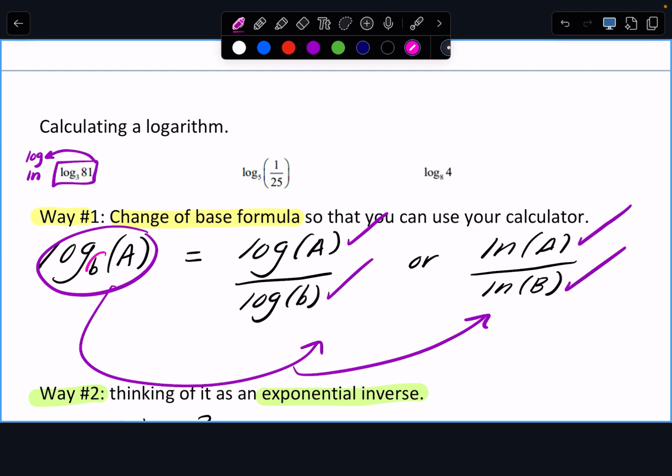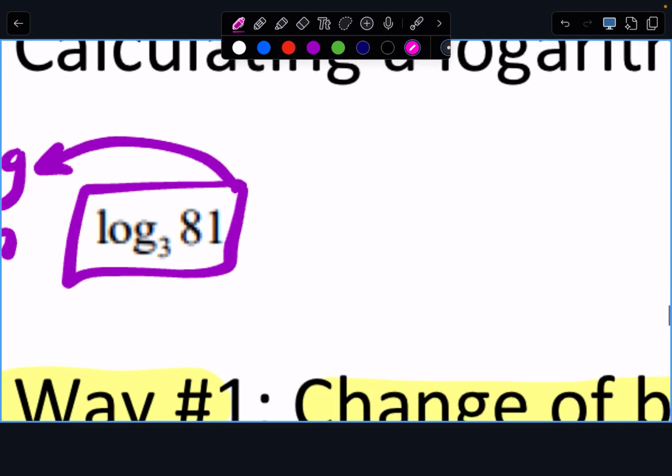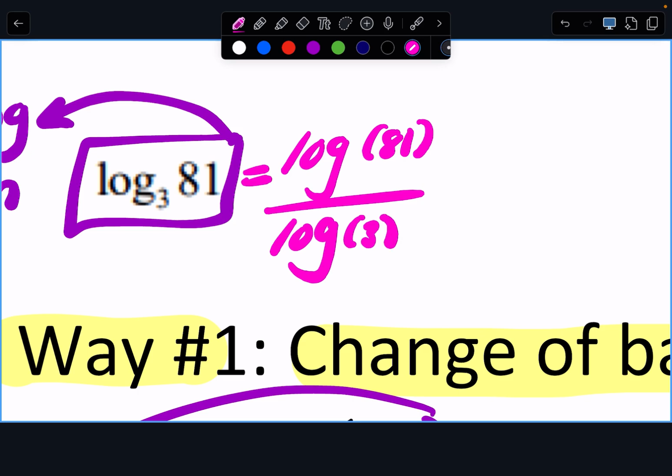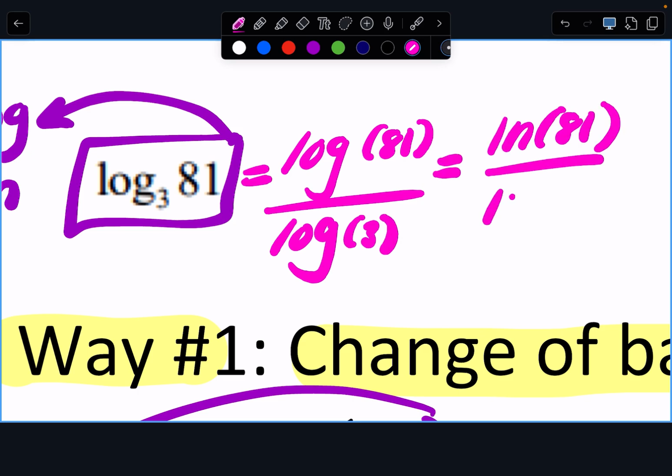So here's what you have to remember. Wasn't it the base that went on bottom? Yeah. Base goes on bottom. So watch. You would say, I'm going to rewrite this as log of 81 divided by log of 3. See? Base goes on bottom. Or I could have done ln of 81 divided by ln of 3. They calculate the same.